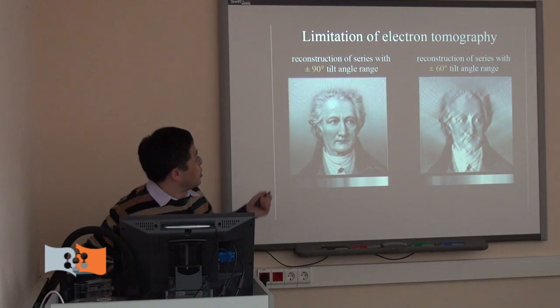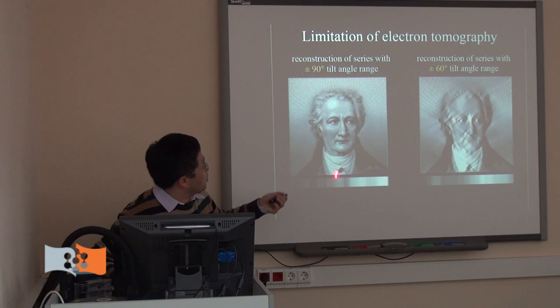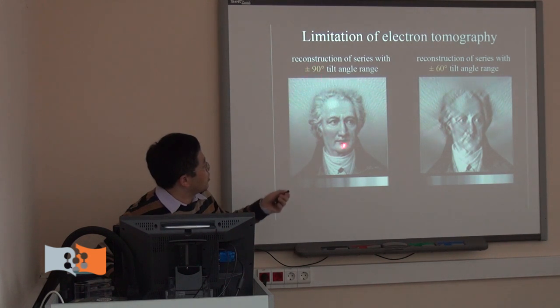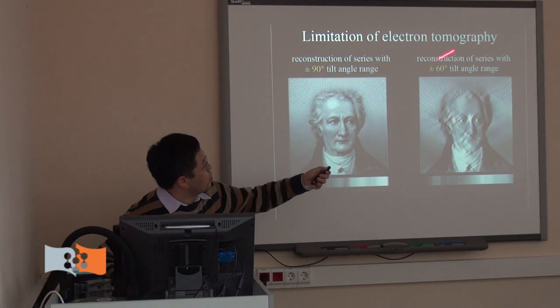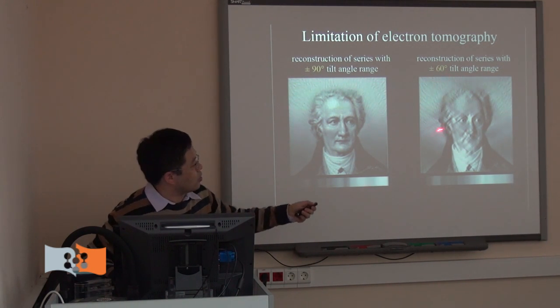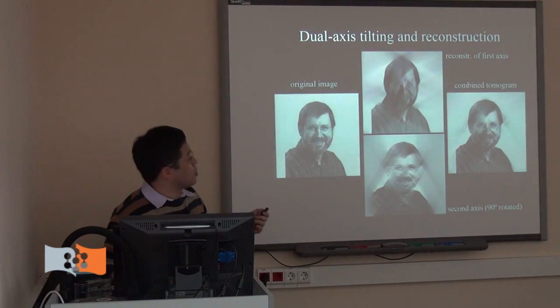So what if we can tilt to cover all of them, minus plus 90 degrees? Then you can almost recover the image. But if you only use the minus plus 60 degree projection, you can only cover part of it. So that's a distortion of this one.